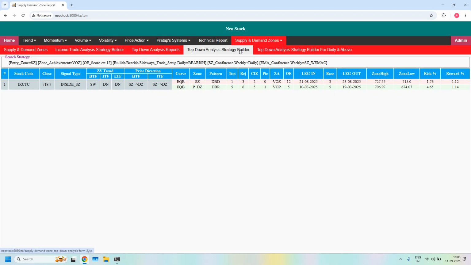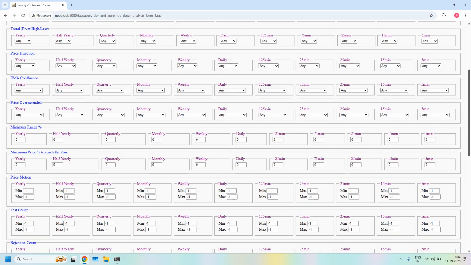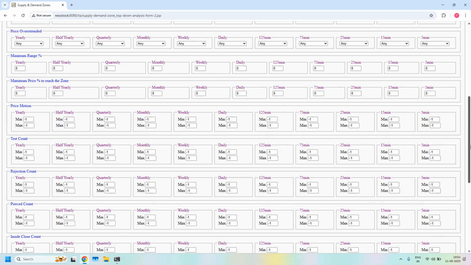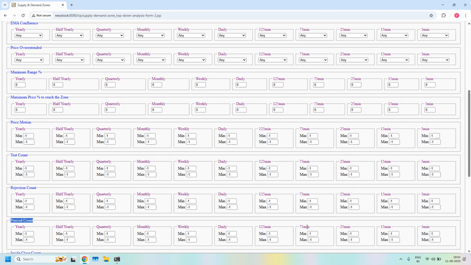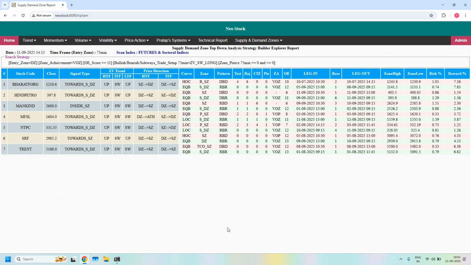Okay, next I am going to generate weekly income trade reports. Entry time frame 75 minutes, entry zone, demand zone. At 75 minutes I am selecting sideways long, zone achievement VOZ, minimum order enhance score 11, and pierced demand zone pierced count. At 75 minutes time frame, minimum 0, maximum 0. That means zone is not pierced. 75 minutes demand zone, 7 stocks are filtered.